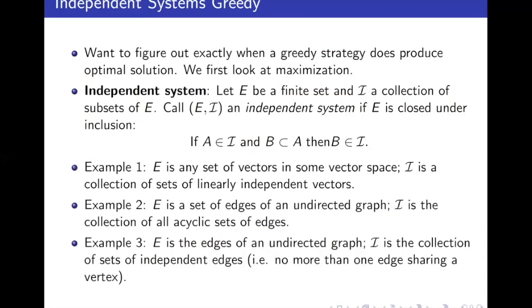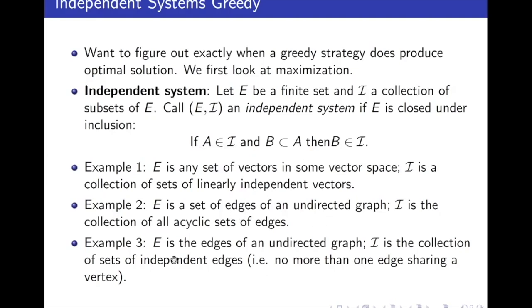Next example, let's look at graphs. Say we have an undirected graph. E is a set of edges, and I is the collection of all acyclic sets of edges, which means this set of edges does not form cycles. Then, of course, any subset of these edges doesn't form a cycle either. So it is closed under inclusion. Hence, this E and I is also an independent system.